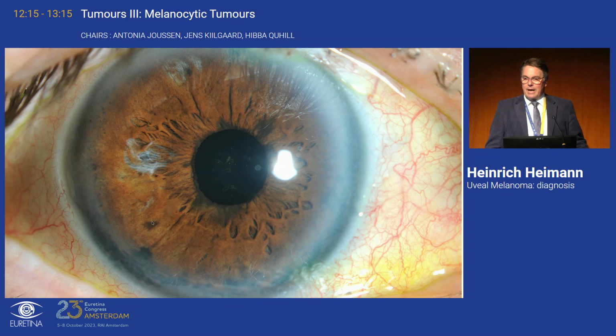And then you can have an iris melanoma without a visible tumor. And these are classic in the glaucoma clinic as pigmentary glaucoma. It's not, because pigmentary glaucoma is bilateral. So if you have a unilateral pigmentary glaucoma, always think of an iris melanoma.